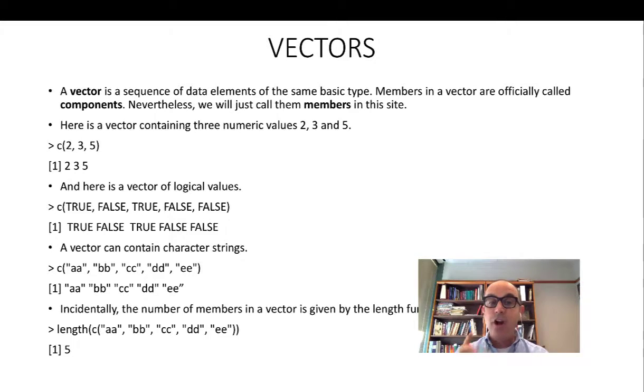So the vector of logical values, TRUE, FALSE, TRUE, FALSE, TRUE, FALSE, and again it can hold a vector that contains characters as strings. So A, B, C, D, E, and in this case the number of elements in the vector is given by the length function. So in this case, what is the length in the last command? It is 5, because we have A, B, C, D, and E.